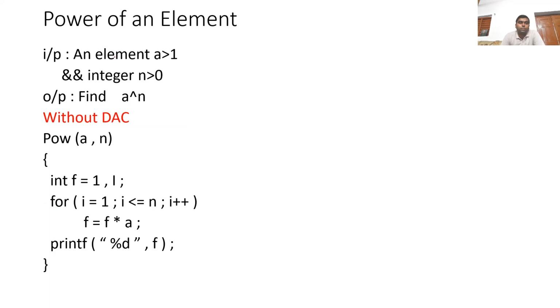So this is the power of an element. So what is given there? Here the input is given: an element a which is greater than 1, and an integer n which is greater than 0. So say for example a is going to be 5 and n is going to be 2. So this is our required input, let us suppose. So what will be the output in this case? It is a raised to the power n, that is 5 raised to the power 2. So finally this will result in 25 as the answer.